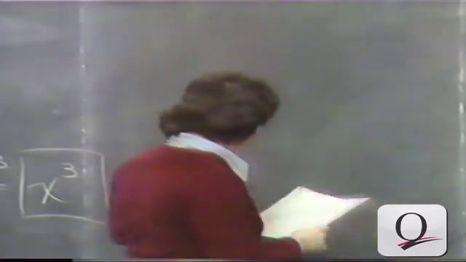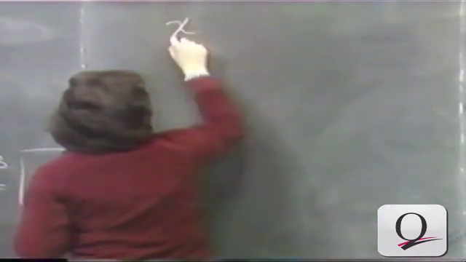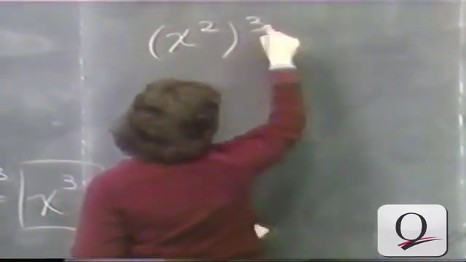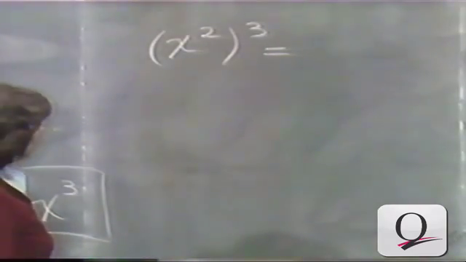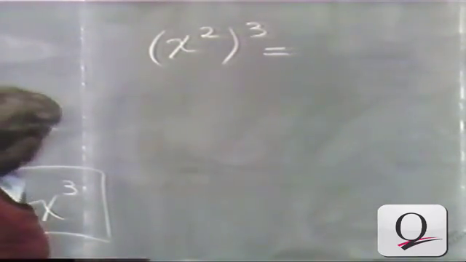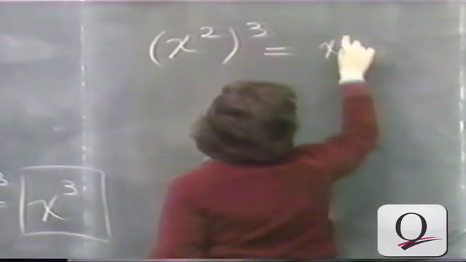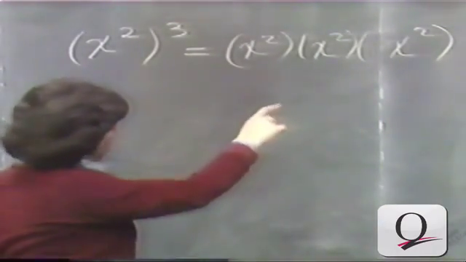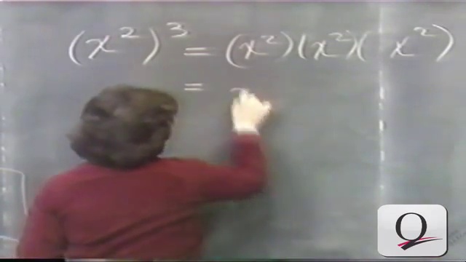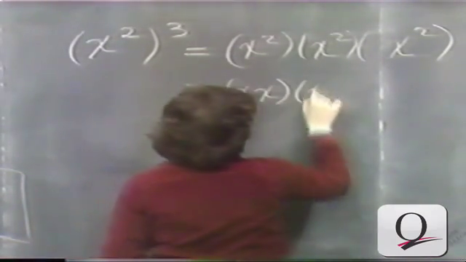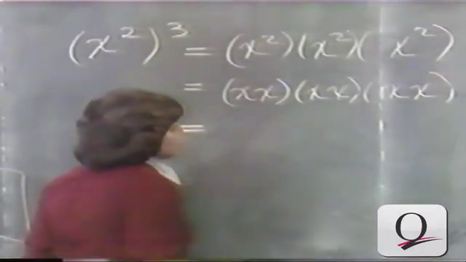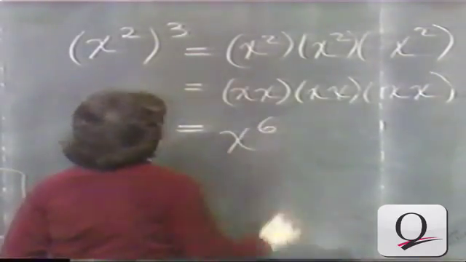Okay, now let's consider an example. Let's say we wanted to take x squared and raise that to the 3rd power. We have a power to a power here. X squared cubed. Let's try to reason this out. If we have x squared cubed, that means we have x squared times itself 3 times: x squared times x squared times x squared. And of course, x squared is just x times x. And our end result is x times itself 6 times for an answer of x to the 6th power.